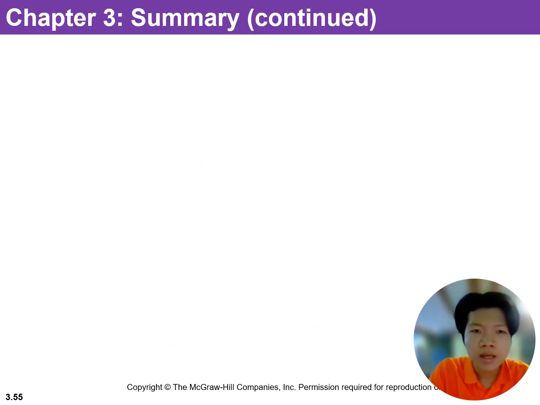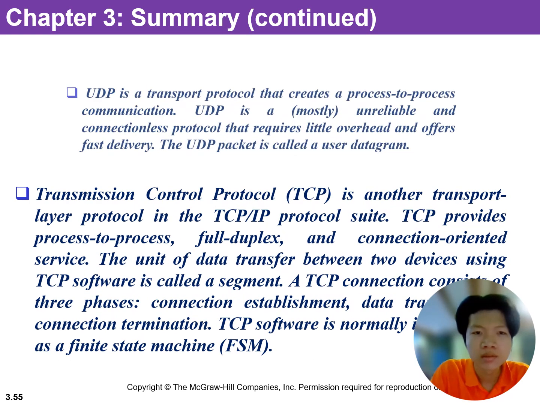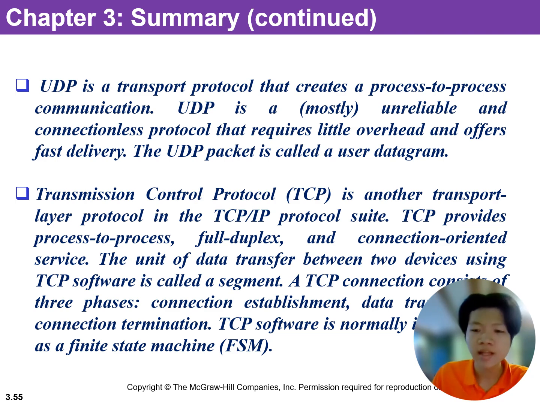Summary of chapter 3. UDP is a transport protocol that creates process-to-process communication. UDP is an unreliable and connectionless protocol that requires little overhead and offers fast delivery. The UDP package is called a user datagram.